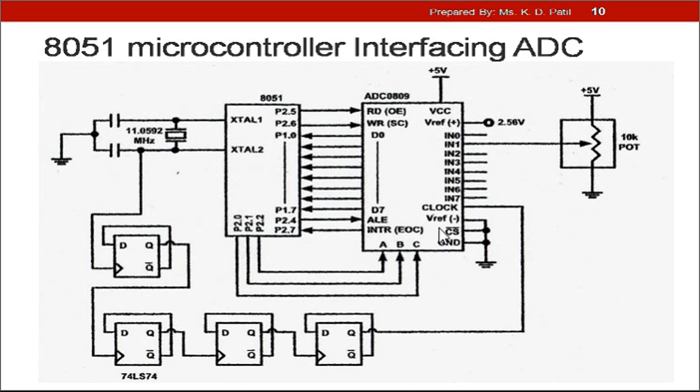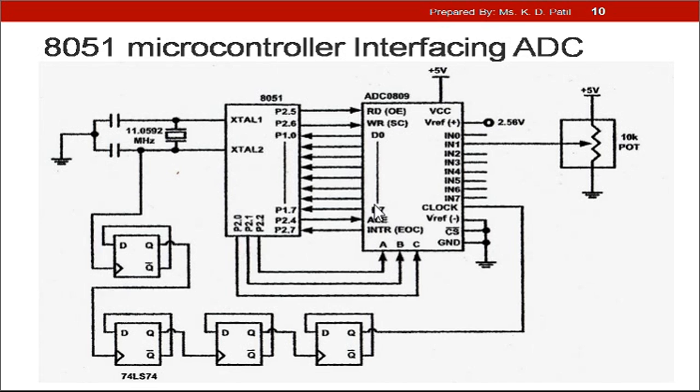Now as I told you, V reference negative, chip select pin and ground pin shall be connected to the ground, as to access that ADC 0808, this chip select pin should always be low. V reference negative should be low and ground should be low. Okay, after that V reference positive is connected to the 2.56 volt power supply, and why it is 2.56 volt we will discuss when we interface the sensor. Then VCC is connected to plus 5 volt power supply.